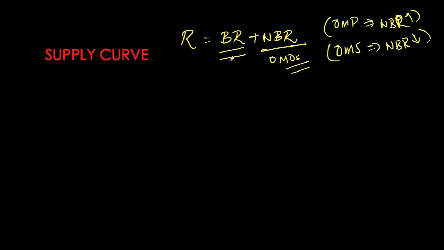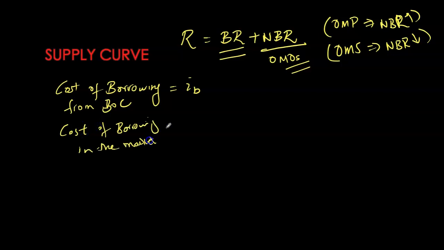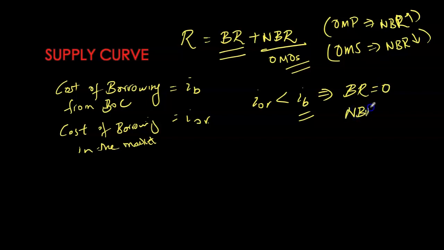Having understood our borrowed reserves and non-borrowed reserves, now let's look at the cost of borrowing from Bank of Canada. The cost of borrowing from the Bank of Canada is our bank rate, whereas the cost of borrowing from the market is your overnight interest rate. So borrowing from Bank of Canada is essentially a substitute for borrowing from other banks. If your overnight interest rate is below the bank rate, financial institutions will simply not borrow from Bank of Canada. They would rather borrow from other financial institutions. In this case, our borrowed reserves are now zero and our total reserves are simply our non-borrowed reserves. And the supply curve will be vertical at this level of non-borrowed reserves determined by our Bank of Canada.